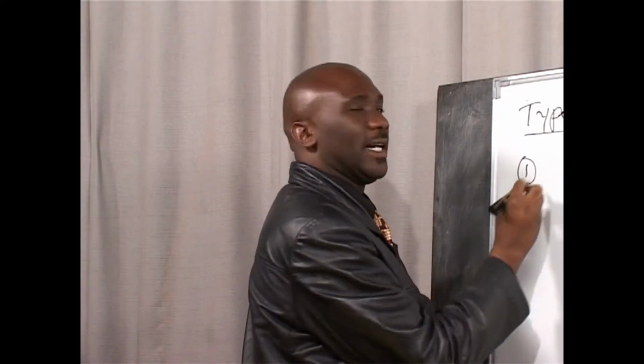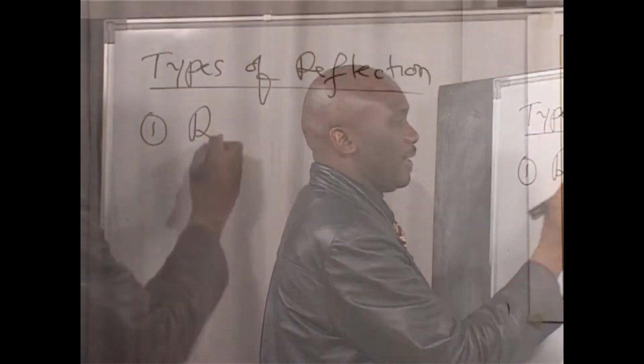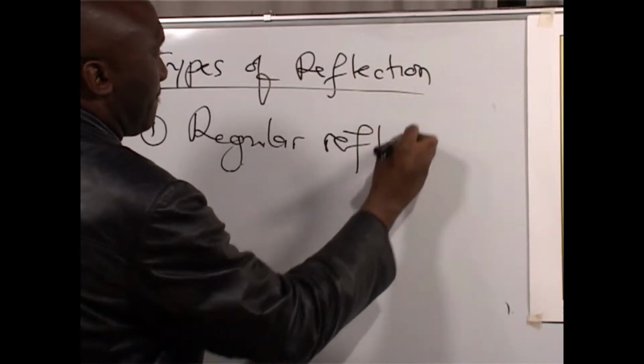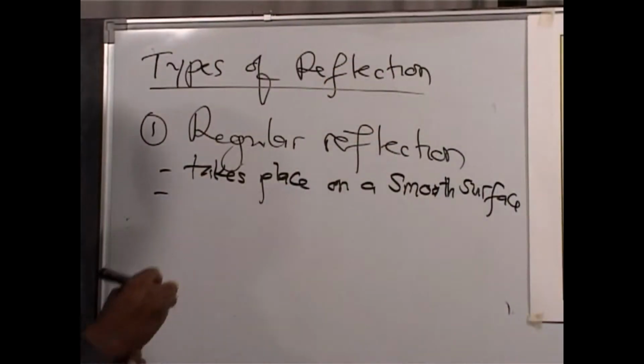Now, why do some objects look shiny when they reflect light and others do not look shiny? There are two types of reflection. So let's look at the types of reflection here. One type of reflection is known as regular reflection. Now, what type of reflection is this? This is the kind of reflection that took place when we tilted the mirror towards the source of light so that it could bounce into your eyes.